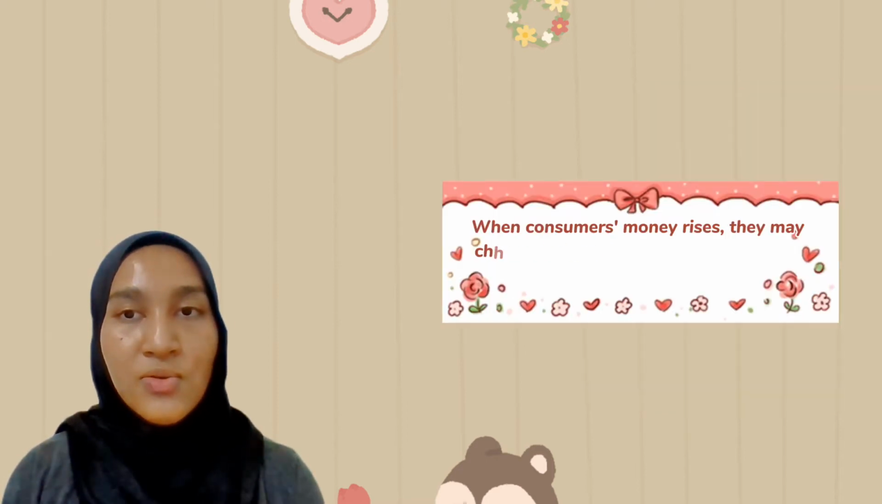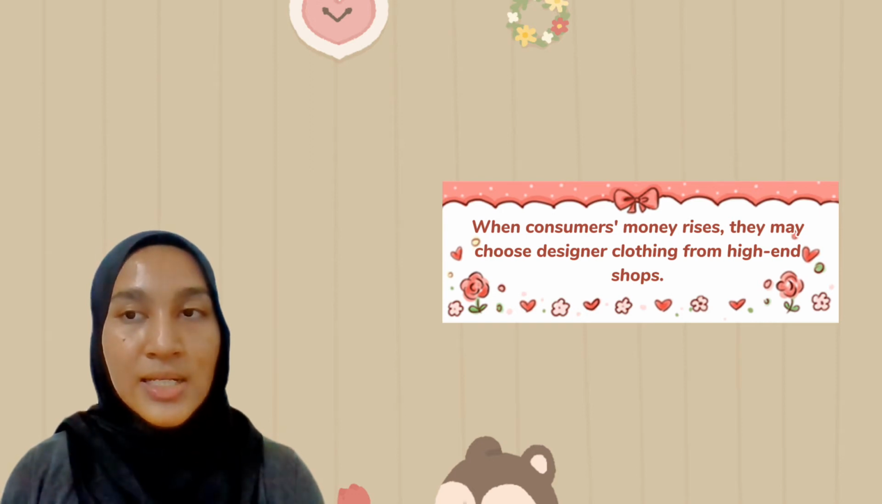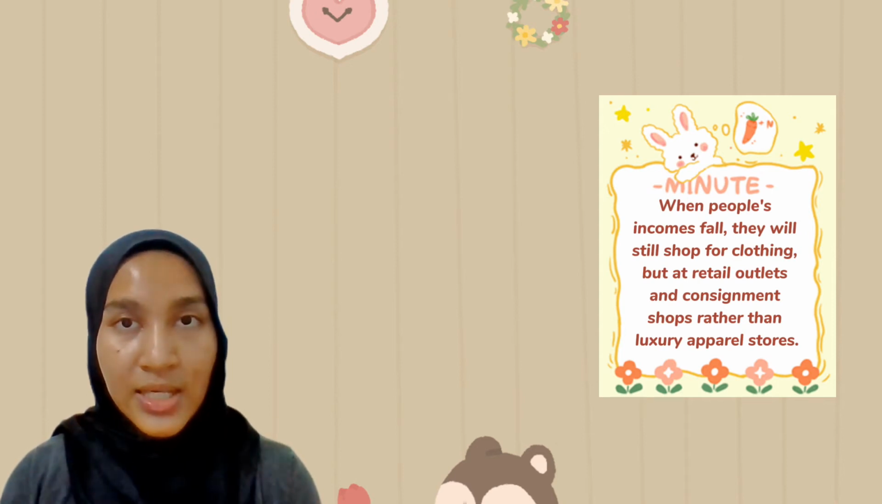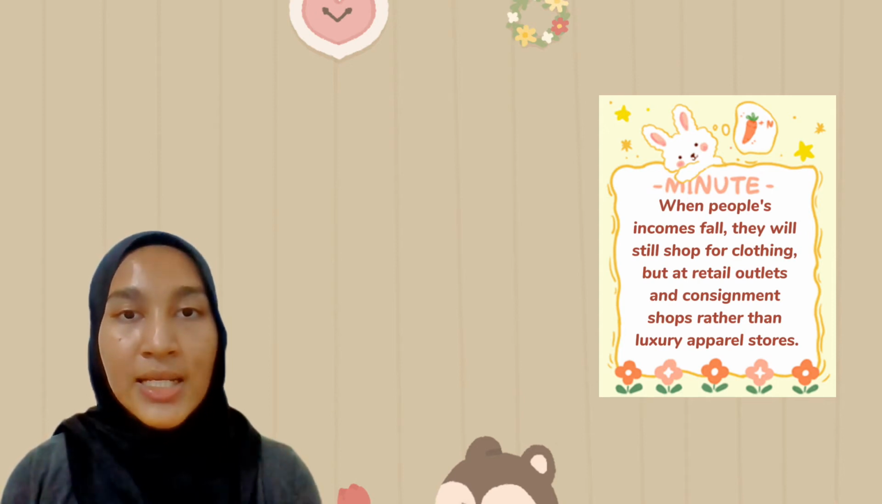For example, clothing. People prefer to spend more on apparel or luxury clothing retailers as their income improves. When consumers' money rises, they may choose designer clothing from high-end shops. When people's incomes fall, they will still shop for clothing, but at retail outlets and consignment shops rather than luxury apparel stores.